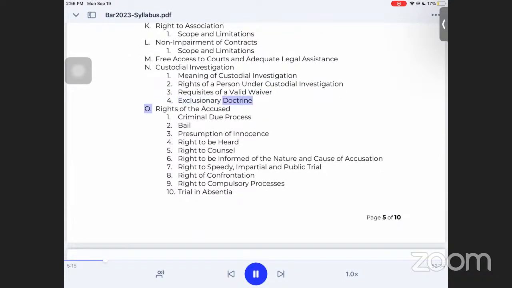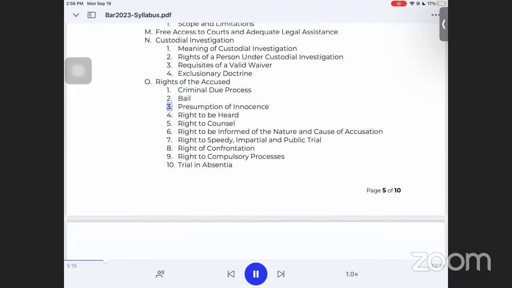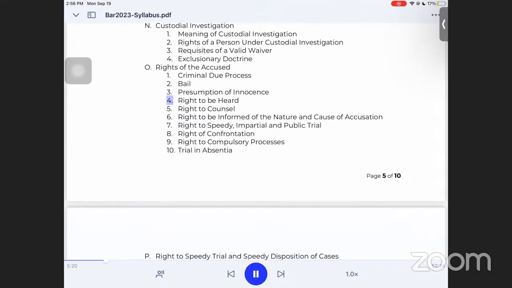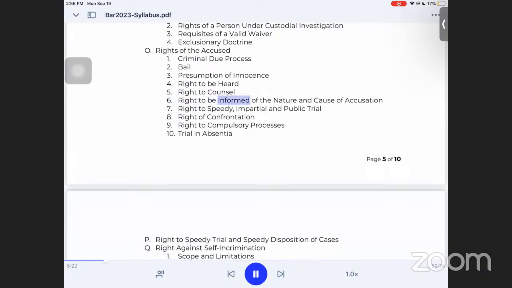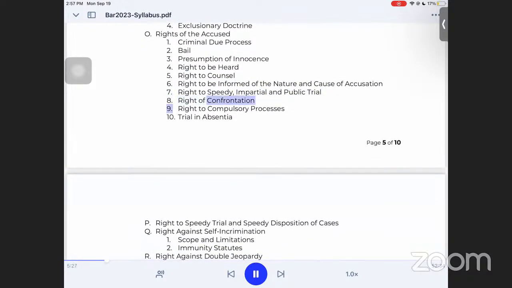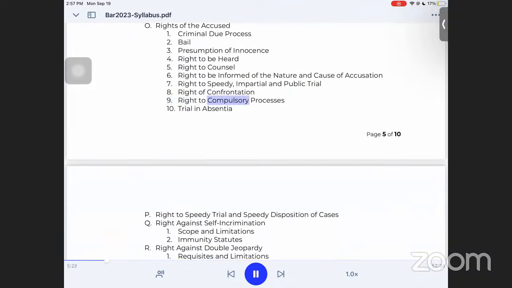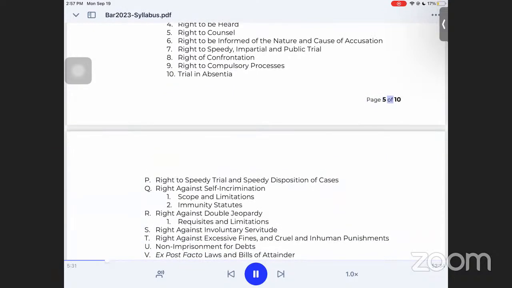4. Exclusionary doctrine. O. Rights of the accused. 1. Criminal due process. 2. Bail. 3. Presumption of innocence. 4. Right to be heard. 5. Right to counsel. 6. Right to be informed of the nature and cause of accusation. 7. Right to speedy, impartial and public trial. 8. Right of confrontation. 9. Right to compulsory processes. 10. Trial in absentia. Page 5 of 10.